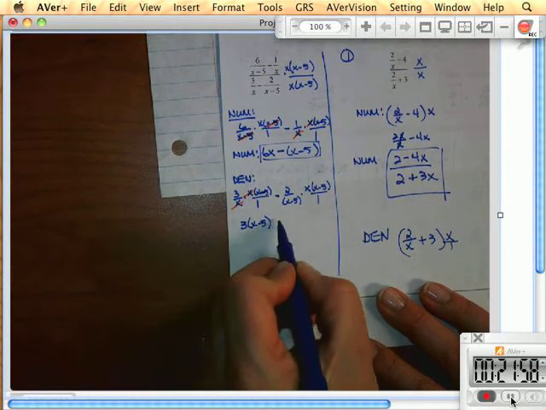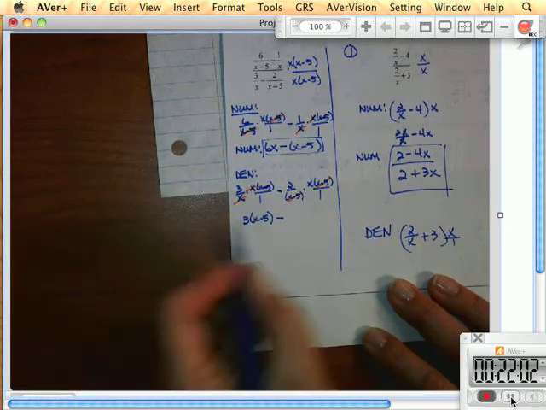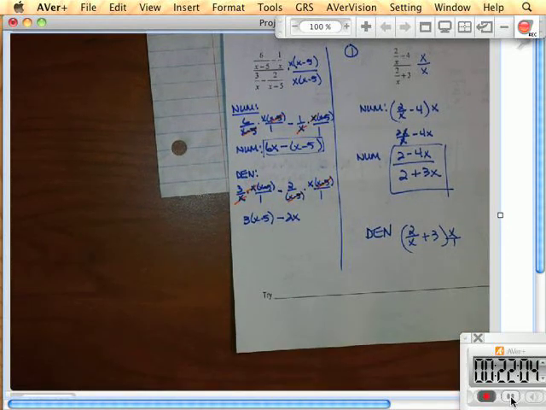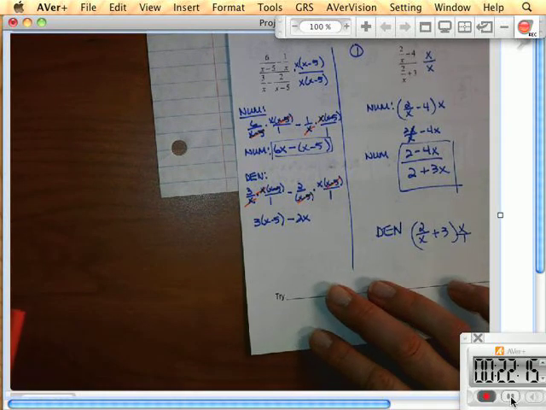minus, we can cancel that. This really can be done. I swear it can be done all in your head. You could see it, but we're going to write it out first. And this becomes my denominator.